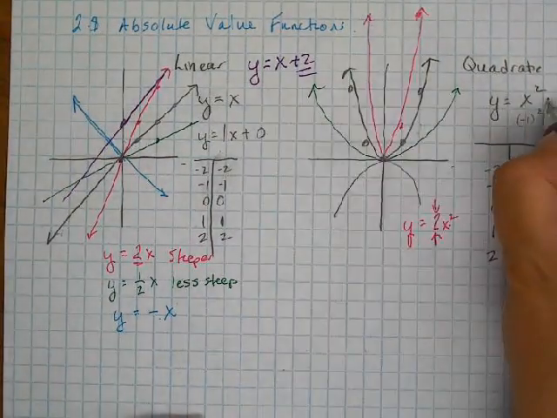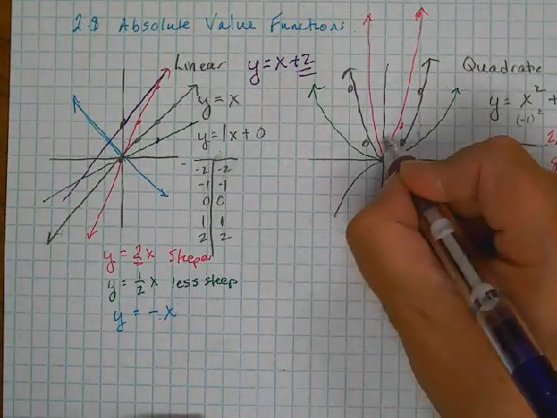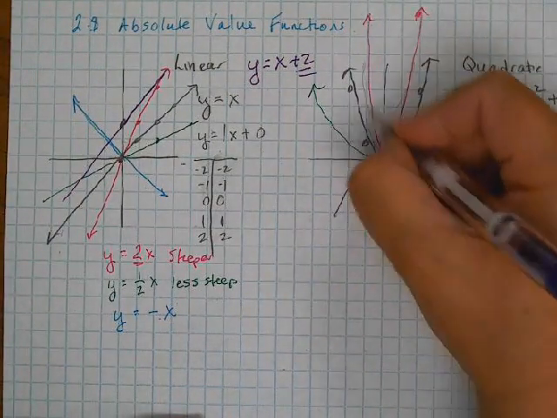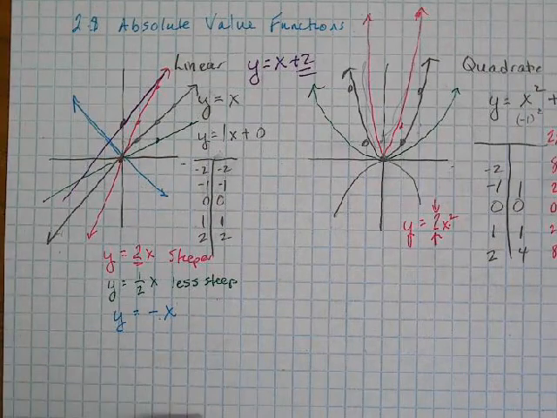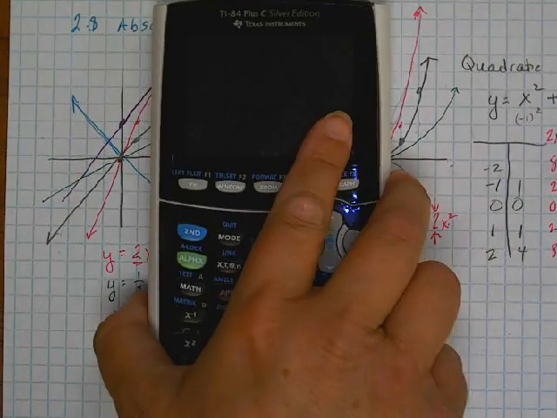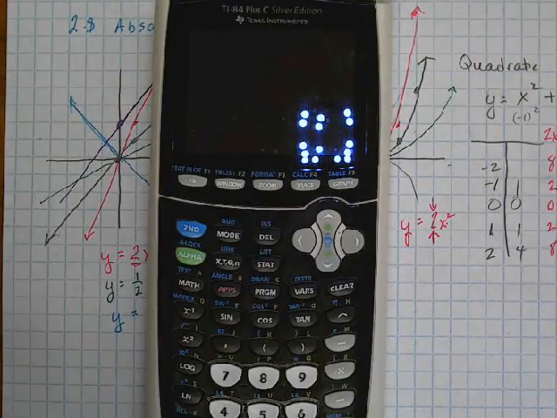If I added a number, like I put a 1 here, it would move this parabola up. So let's just do a little investigating on our calculator. If you have a graphing calculator at home, you can follow along. If you don't, you can look in Chrome. There's an extension for the TI-84 graphing calculator.